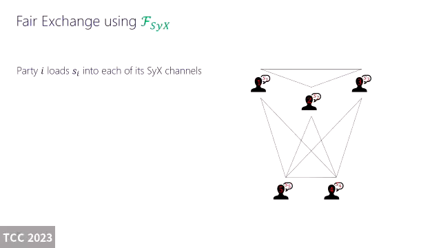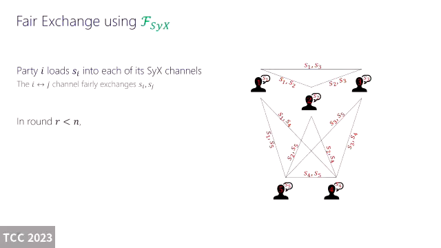So in our protocol, what will happen is that each party I will load the input S sub I into each of the n-1 pairwise synchronizable exchange functionalities in which it is involved. Thus, after the load phase of each SYX functionality is complete, we have the following picture. The SYX functionality between each party I and J is meant to fairly exchange the inputs Si and Sj. Then the protocol proceeds in a sequence of n rounds. In any round R less than n, any party can trigger any loaded channel with R values among S1 up till Sn. And that's essentially it.